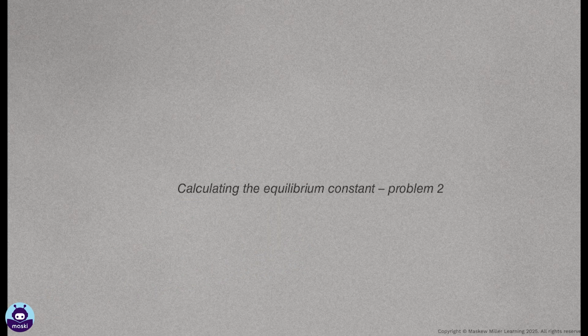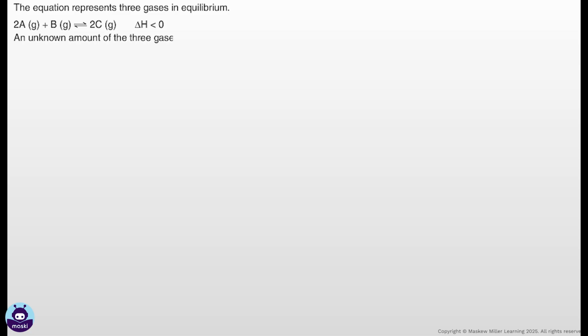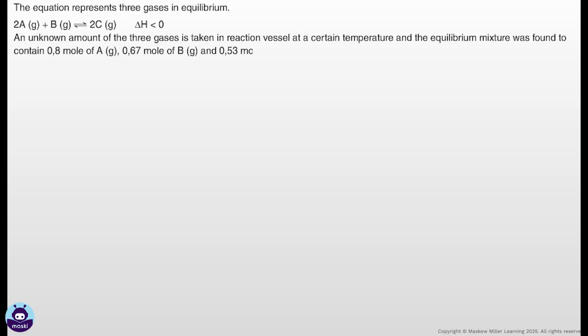Calculating the equilibrium constant. Problem 2. The equation represents three gases in equilibrium: 2A gas plus B gas, reacting reversibly, giving 2C gas, delta H less than 0. An unknown amount of three gases is taken in a reaction vessel at a certain temperature, and the equilibrium mixture was found to contain 0,8 mole of A gas, 0,67 mole of B gas, and 0,53 mole of C gas. The volume of the reaction vessel is 4 decimeter cube.